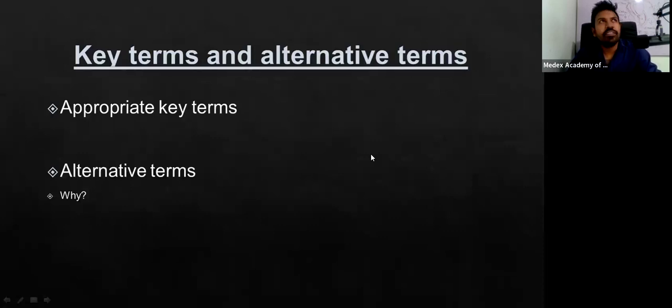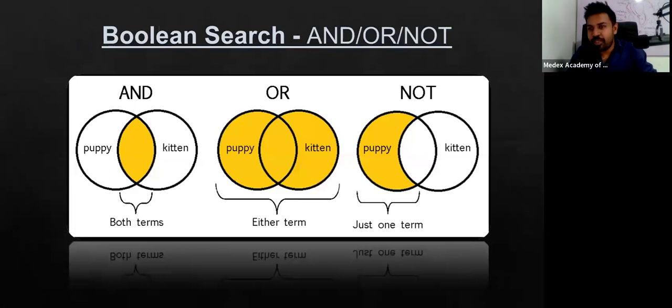Chronic kidney disease, okay. Alternative terms, key terms, I did a brief about those. Right. So that's how Boolean operators come. Boolean search now. Boolean operators are small things we have learned. While you were doing A-levels also, you learned about Boolean operators exactly: or, and, not. When doing sets, you learned about them, right?